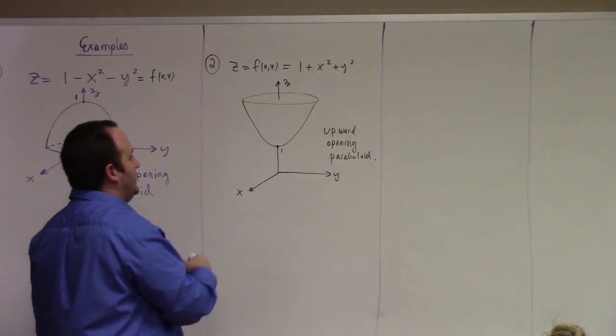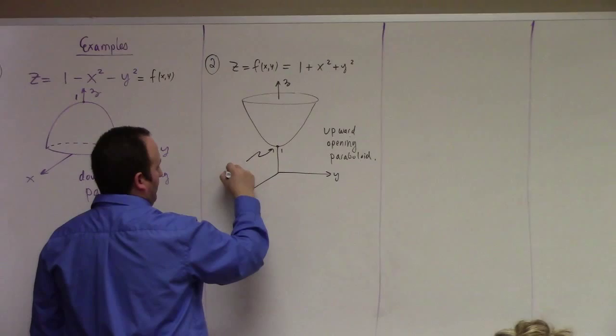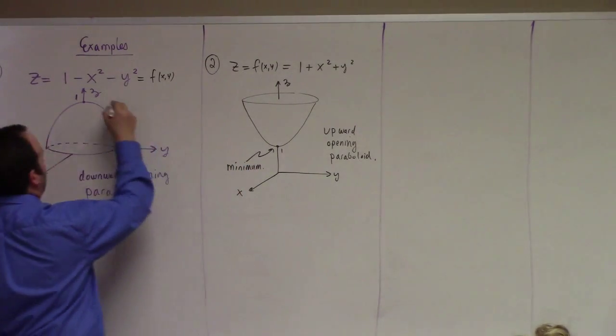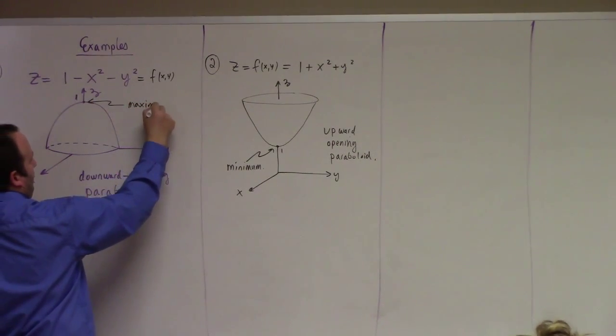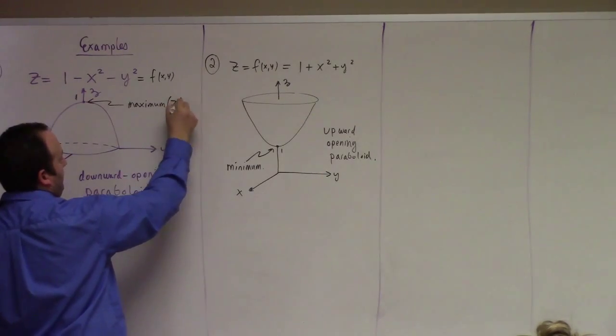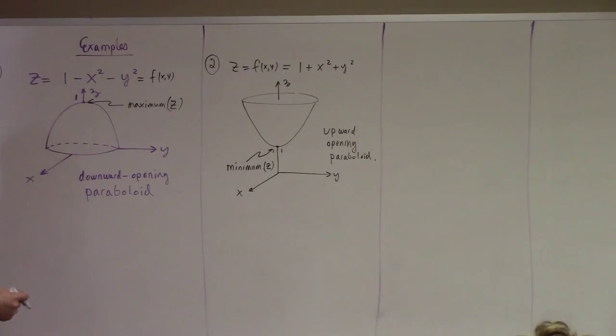This time, the lower point here, this is what? Minimum, right? This was the maximum. Maximum z, right? The minimum z value taken on the graph. Third example.